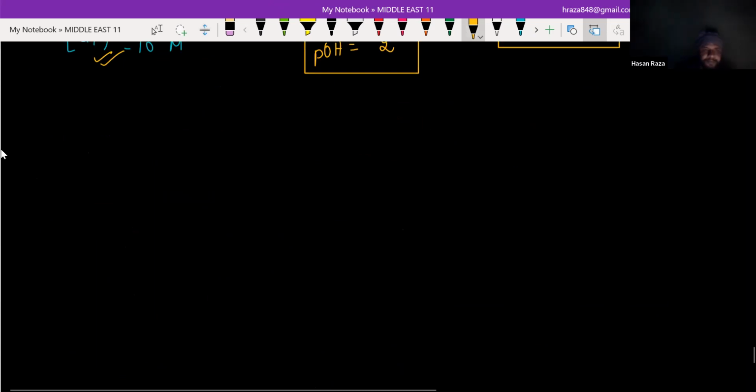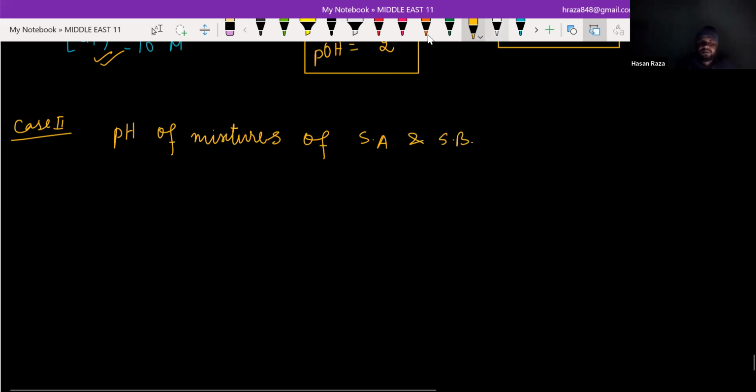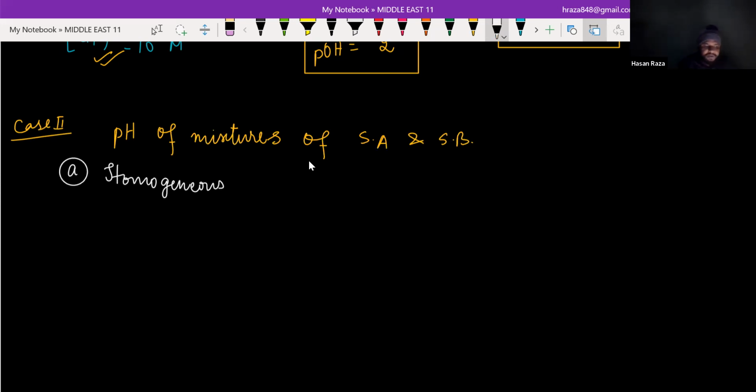So we are going to have case two. Basically, the previous case was all about only an acid or only a base. Here we are going to learn how to calculate the pH of mixtures. So case two is about the pH of mixtures of a strong acid and a strong base. This case two has two sub-parts. First one is homogeneous mixture, and second one is heterogeneous mixture.